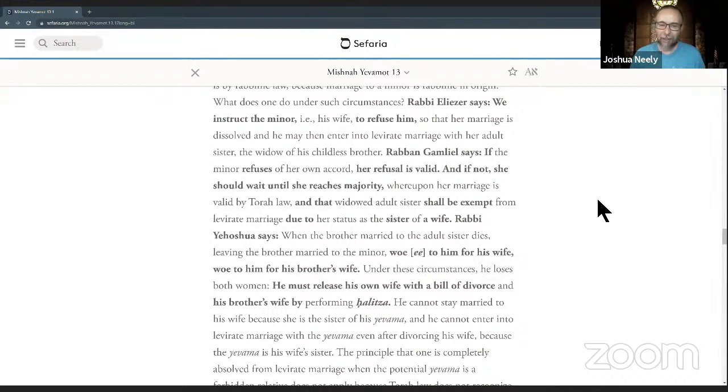So Rabban Gamliel is reluctant to encourage the refusal. He says if she wants to refuse, that's okay, but we should not be giving her that instruction. Instead, if she doesn't think of it on her own or doesn't want to do it on her own, we wait for her to become an adult. Once she reaches bat mitzvah age, then she becomes the adult wife of the living brother.